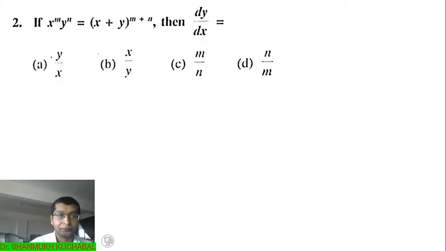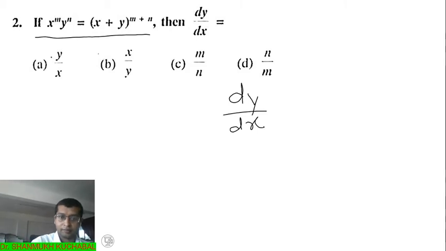Example number 2: x raised to m into y raised to n equal to x plus y raised to m plus n. This is a standard example. Many times you have solved such type of example. So dy by dx equal to y divided by x. Therefore option A is the right answer.